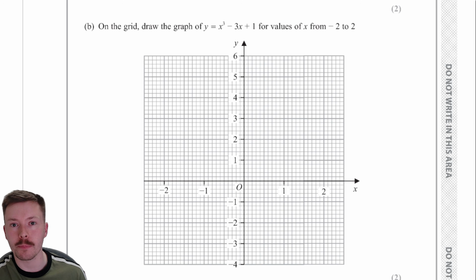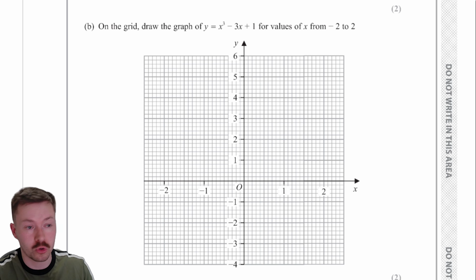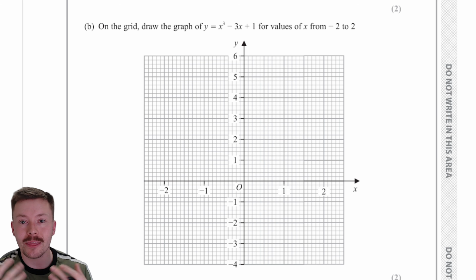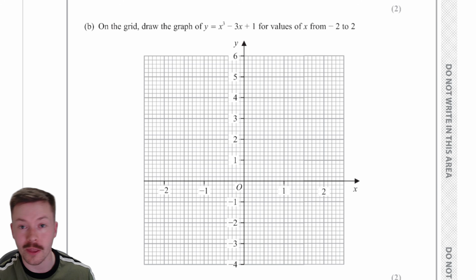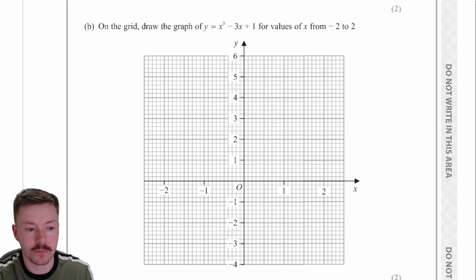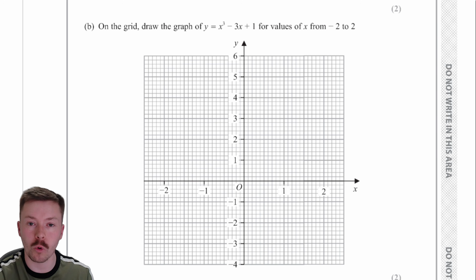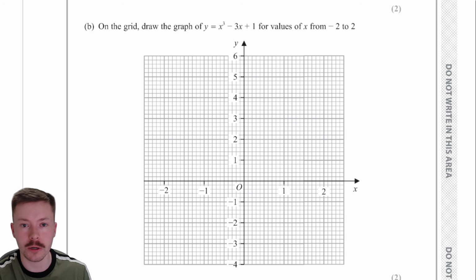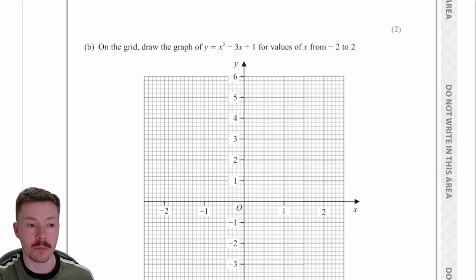Next part is to put that onto the graph. So we need to plot all of our points. I would do these with crosses so that when you draw your smooth curve for the cubic, the person marking this can see where your points are. There are marks basically for getting your points correct, the majority of them. You might get one wrong and that means you lose some marks, but if they can see the rest of them and you've done them correctly, you will guarantee yourself some marks.